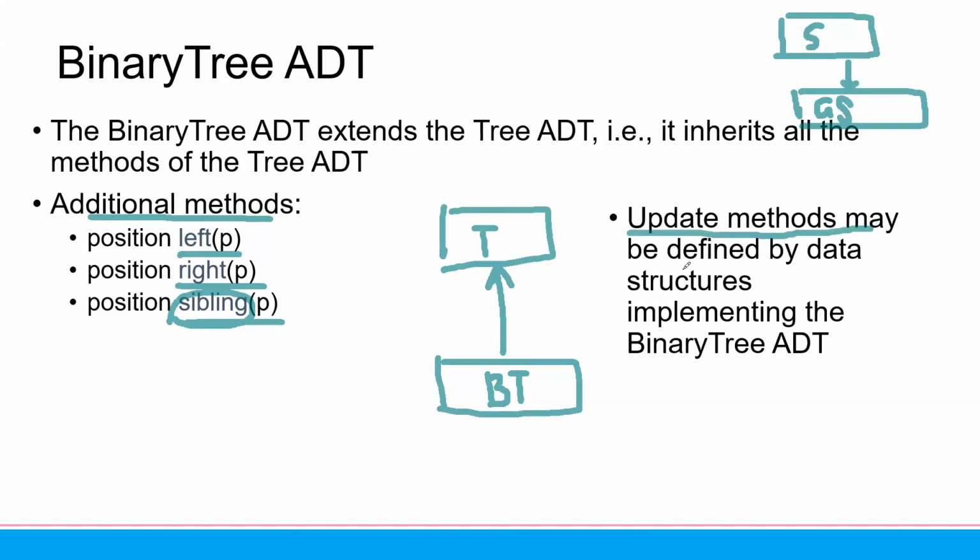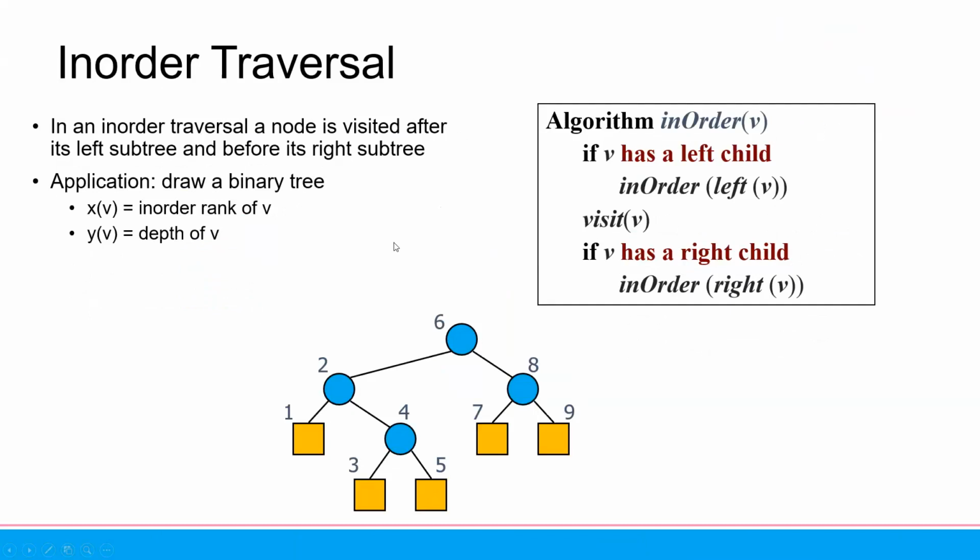We can update methods. Update methods may be defined by the data structure implementing the binary tree. When we deal with the binary tree, there is also the traversal method. Previously, we used pre-order traversal and post-order traversal. But in the binary tree, we have another traversal, and we call it in-order traversal.